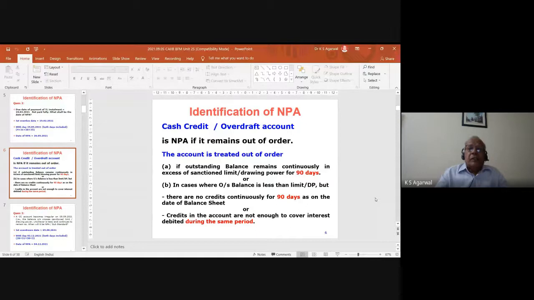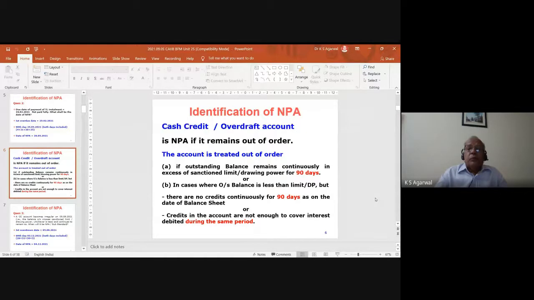Whenever we sanction a CC limit, there is a sanction limit. Thereafter, we calculate drawing power. If my drawing power is below sanction limit, then I have to see what is the outstanding balance vis-a-vis drawing power. And if drawing power is more, then I have to see outstanding balance vis-a-vis sanction limit. So when my outstanding balance remains continuously in excess of sanction limit or drawing power, whichever is less in these two, for 90 days, the account is treated as out of order, and this will become NPA.